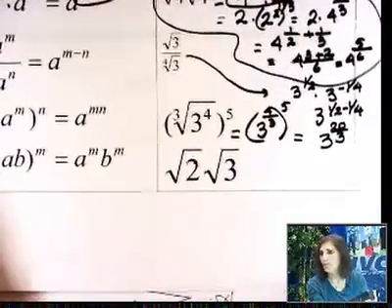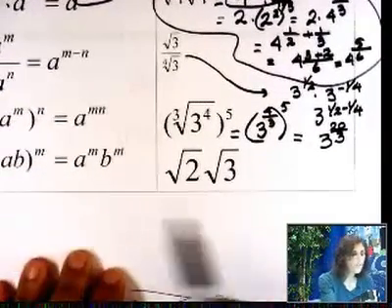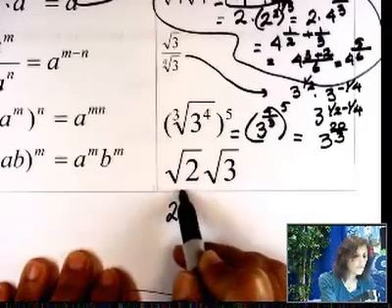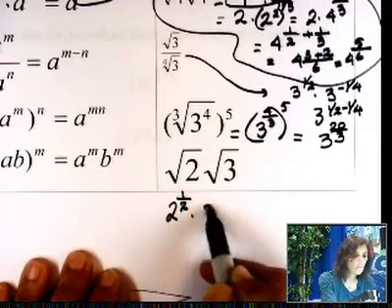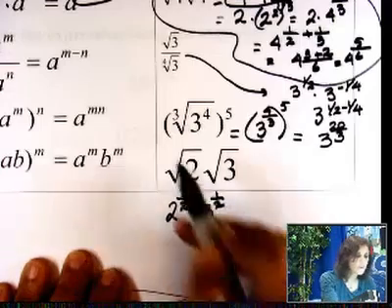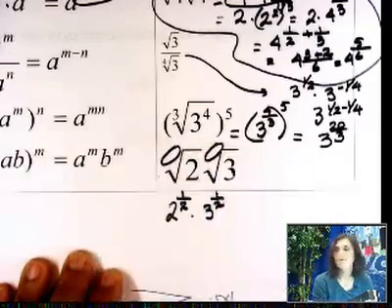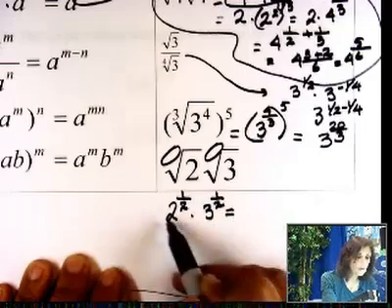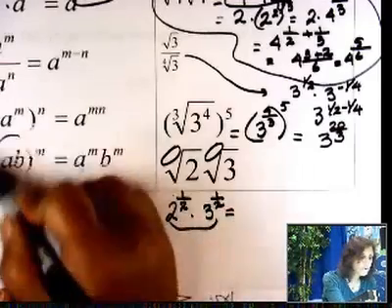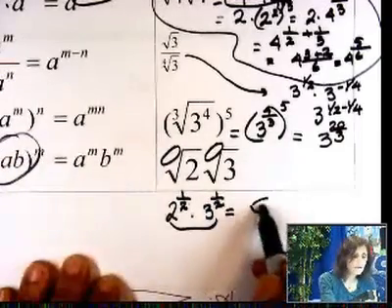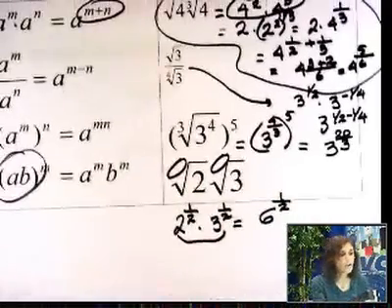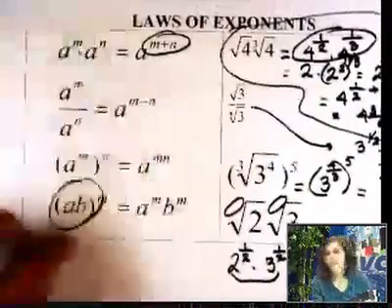Let me make sure everything is in here. What happens when the index is the same? Look, 2 to the 1/2, 3 to the 1/2. So in other words, these indices are the same. Can you put them together? Absolutely. Watch. You can put these two together with this rule. So that is 6 to the 1/2. All right? So be familiar with these 1, 2, 3, 4 rules.